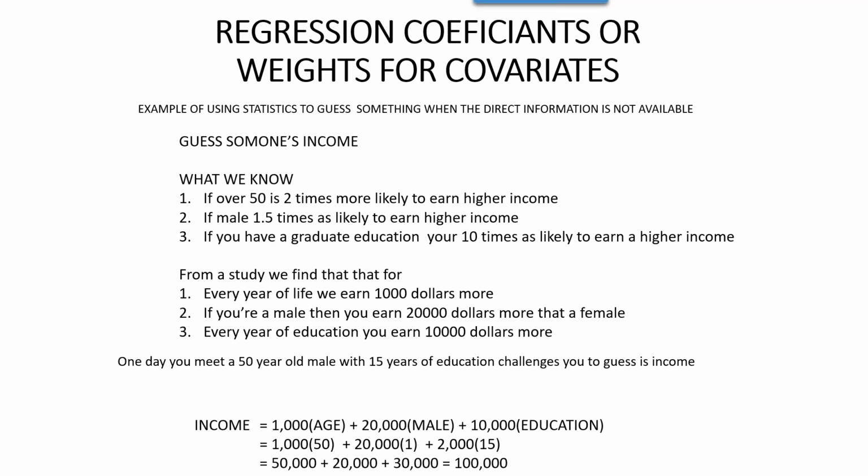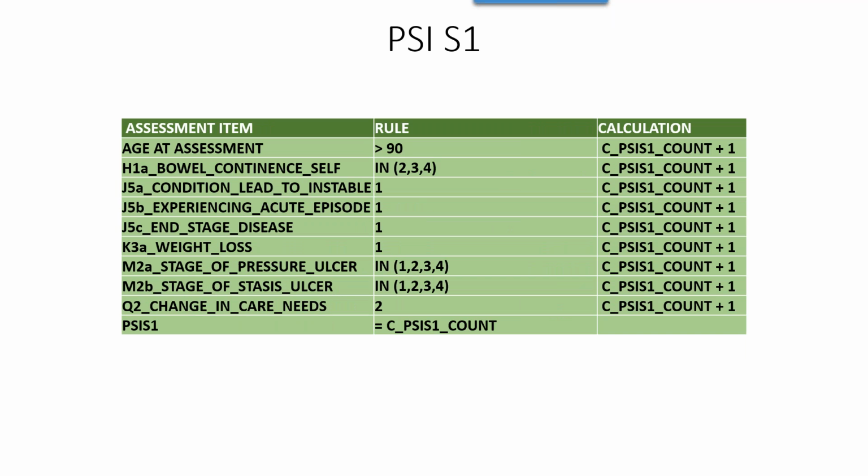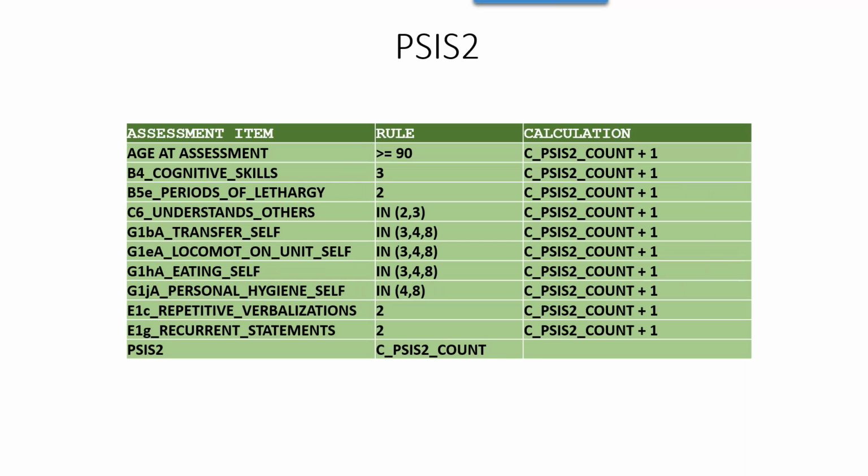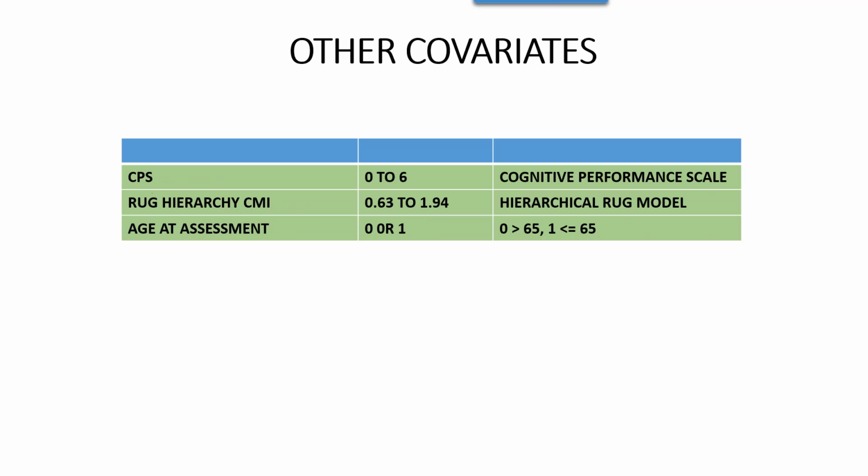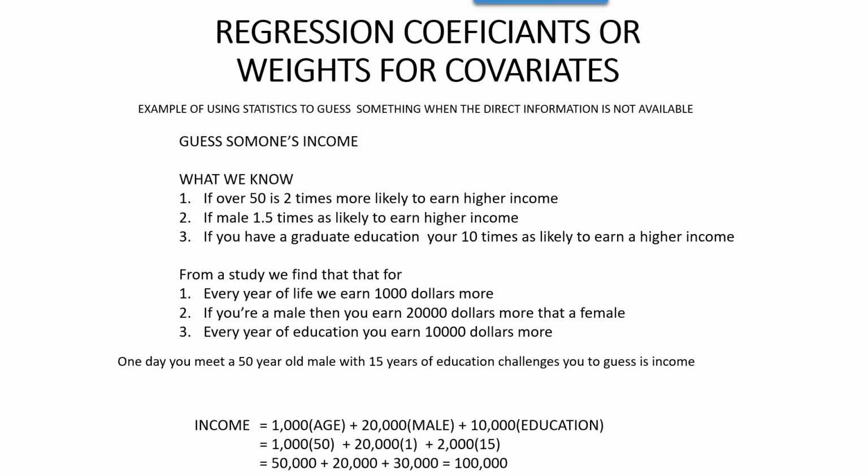This is the exact same idea with these. It's saying if I know your PS1 score, your PS2 score, your CPS score, your RUG CMI, and your age, then I can guess what your level of incontinence is, or what your proportion of people who have worsened incontinence. So they're going to use that theoretical model in order to guess.